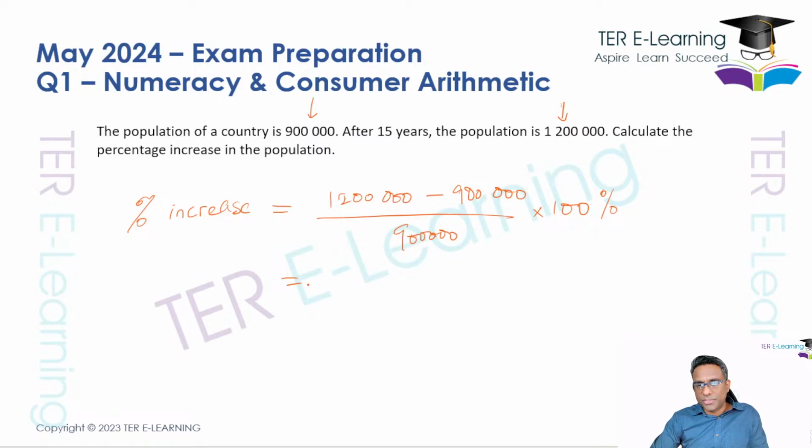So the percentage increase here is 1,200,000 minus 900,000, divided by 900,000, multiplied by 100, and we're going to get 33.3%.